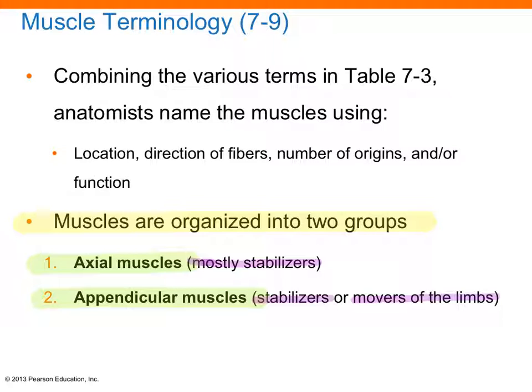Now, muscle terminology combines various terms that anatomists will use to name the muscles. The muscles are organized into two groups. Axial muscles, they're mostly stabilizers, and appendicular muscles, which are stabilizers and movers of the limb.